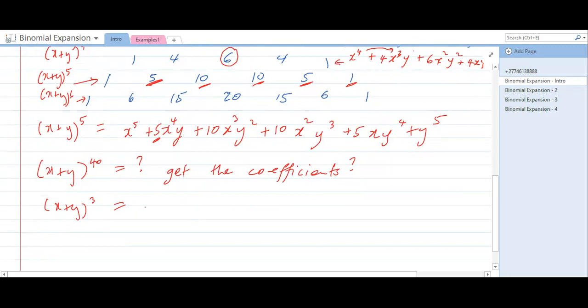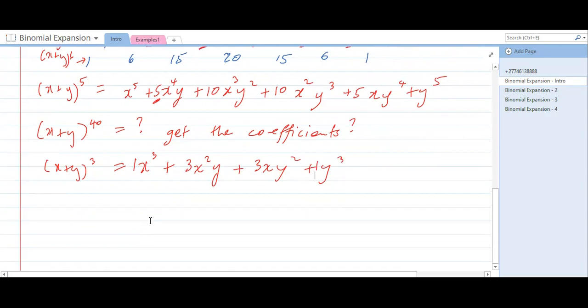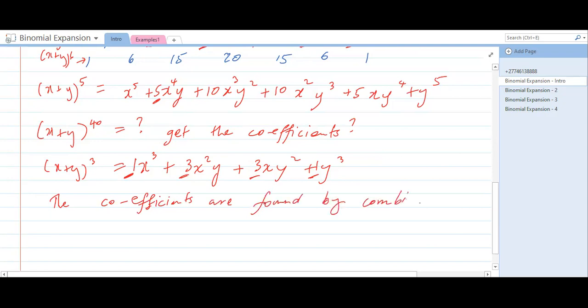X plus y all cubed is equal to x cubed, which is 1x cubed, plus 3x squared y plus 3x y squared plus y cubed, which is 1y cubed. Now, these coefficients are modeled by something called a combination. Look at these coefficients here, 1, 3, 3, 1. So what we can write here is the coefficients are found by combination, something called a combination.